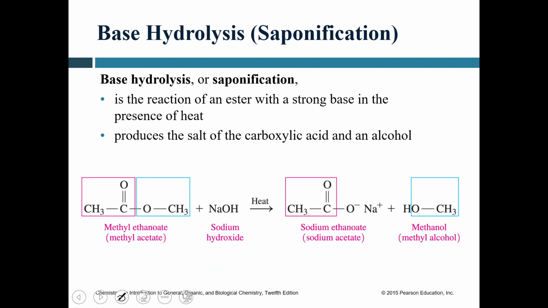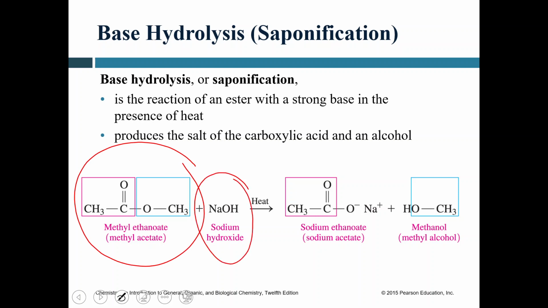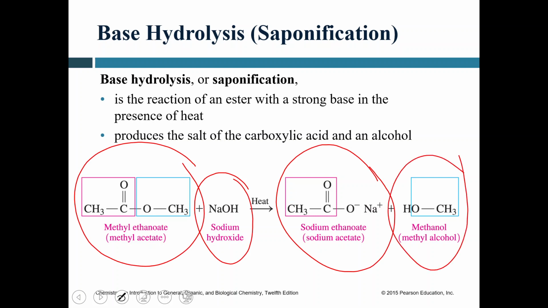Esters can also be hydrolyzed in base hydrolysis, so-called saponification. This is the reaction of an ester, shown here, with a strong base in the presence of heat. The strong base in this example is sodium hydroxide. So in case of methyl ethanoate, the salt of ethanoic acid, sodium ethanoate or sodium acetate, will be formed, as well as methanol or methyl alcohol.